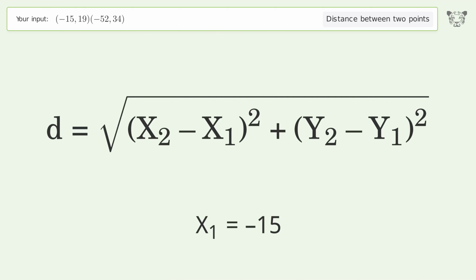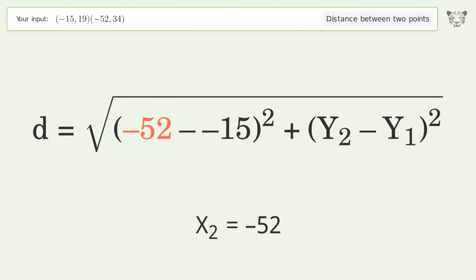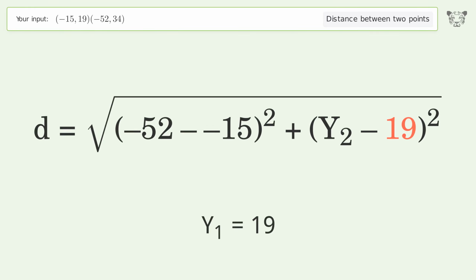x1 equals -15. x2 equals -52. y1 equals 19. y2 equals 34.